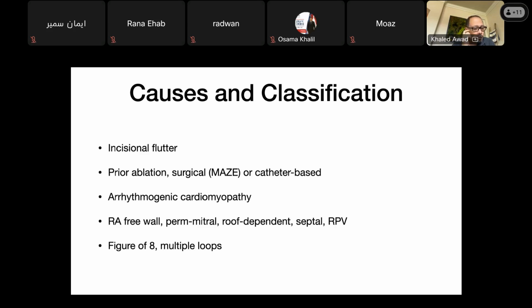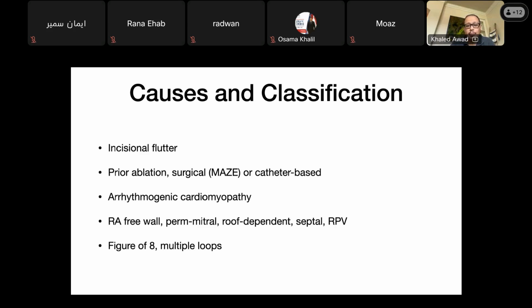The right atrial free wall can be a site of origin. The perimitral reentry syndrome, we call it mitral flutter. They can be roof dependent. They can come from the septum. They could involve the right pulmonary veins, left pulmonary veins. And last but not least, the fun part is when you have multiple loops, multiple forms of atrial flutter going on at the same time.